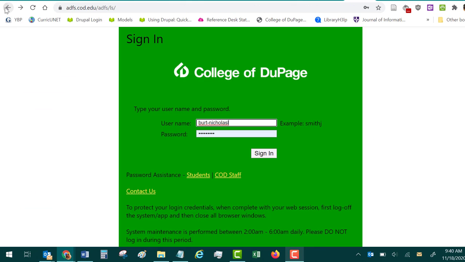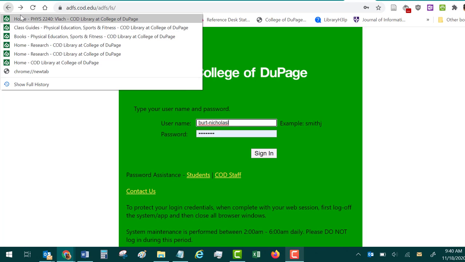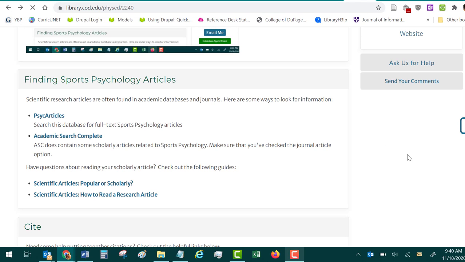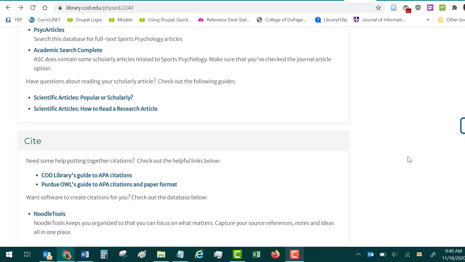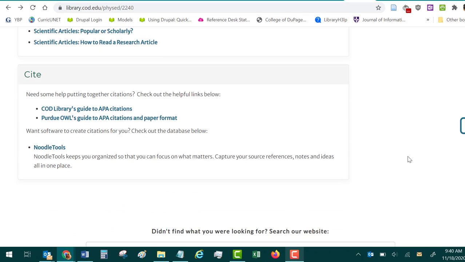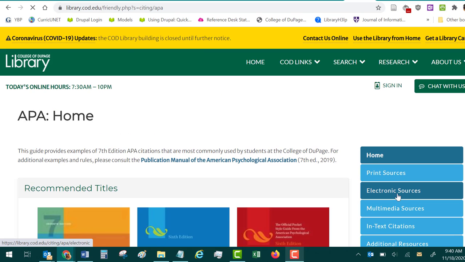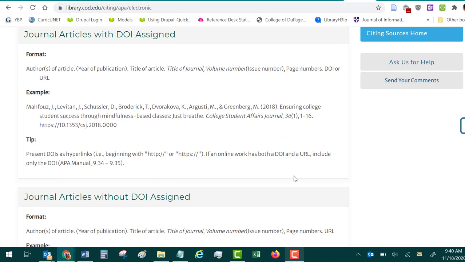Other things that I want to stress for you is that down below, when you want to check your citation, your rough draft, and make sure that it's in good shape, there is a citing box on this page. Make sure you take a look. The COD's Guide to APA Citations will give you a sense of exactly what a journal article citation ought to look like right here, and you can compare your citation to this.